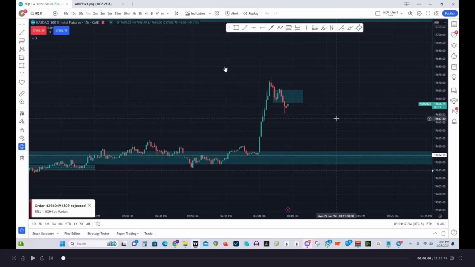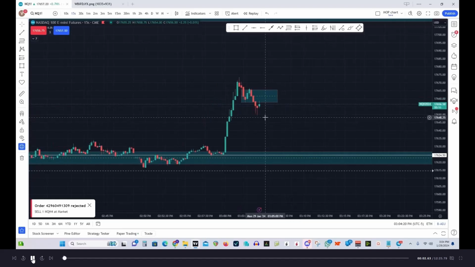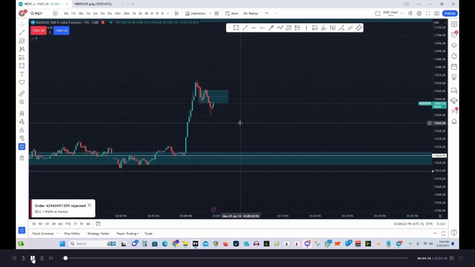So this is a trade taken today, January 29th, 2024. This was taken later in the day, I believe in the afternoon. 3:04, yep, afternoon trade. And so this was a 15-minute I was looking at, and I broke it down into the 15 seconds. So let me show you. Let me show you why.